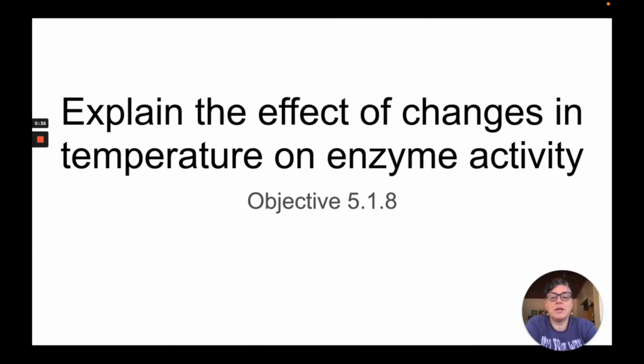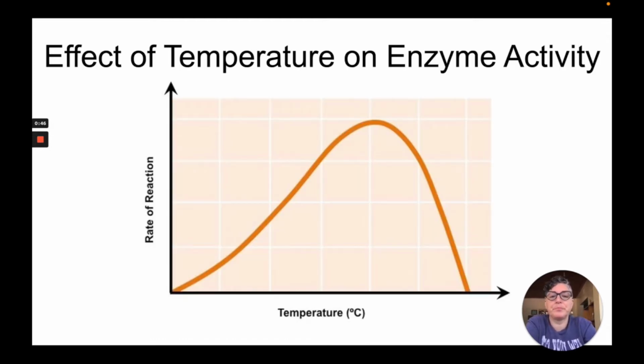This video covers the IGCSE Biology Objective 5.1.8 on the 2025 CAIE syllabus to explain the effect of changes in temperature on enzyme activity. So if we look at a general graph of temperature and rate of reaction, this is typically what we would see for any enzyme.